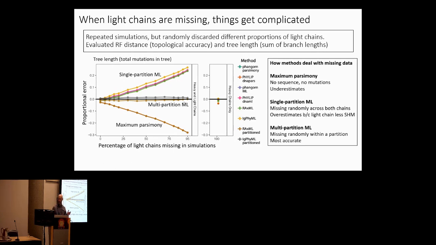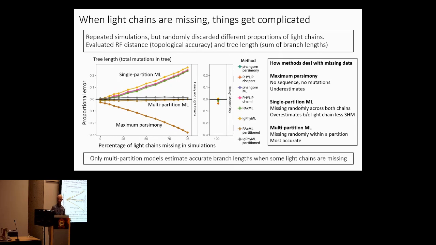So maximum parsimony, no sequence, no mutations, so it underestimates the number of mutations in the tree. Single partition maximum likelihood assumes that data is missing randomly across both chains. So it effectively overestimates the branch length because it assumes that mutations are missing at the same rate in the light chain as they are in the heavy chain. Multi-partition maximum likelihood is able to allow the light chain to evolve more slowly, and therefore it accurately estimates the branch lengths even if light chains are missing. So we recommend using multi-partition models when building B-cell lineage trees with paired heavy and light chain data, even if, or especially if some light chains are missing.